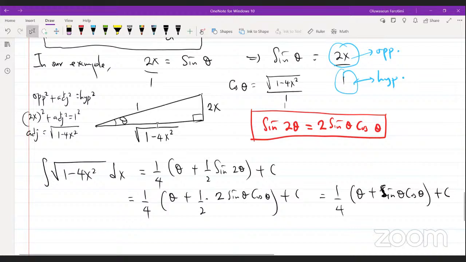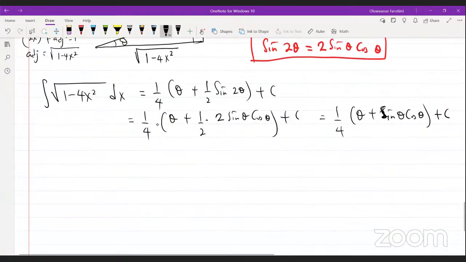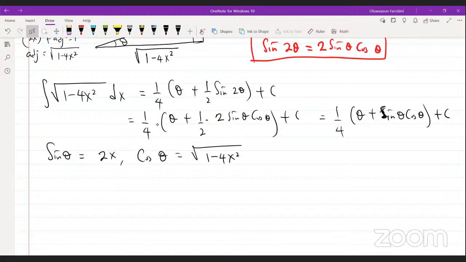Okay, so far so good, guys. We know that my sine theta is just 2x. My cosine of theta is the square root of 1 minus 4x squared. So that means I have accounted for sine theta. I've accounted for cosine of theta. What about theta, guys? I'm going to come here, and theta is just going to be the arc sine. Do you guys remember this from trigonometry? Arc sine of 2x. And then I'm ready to be done.